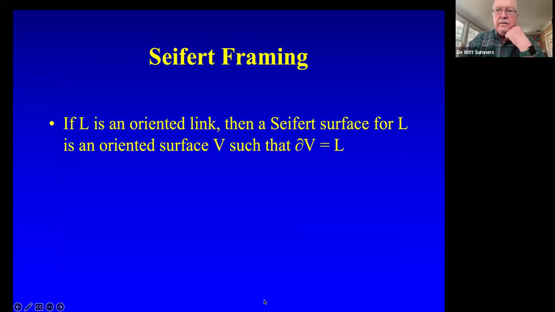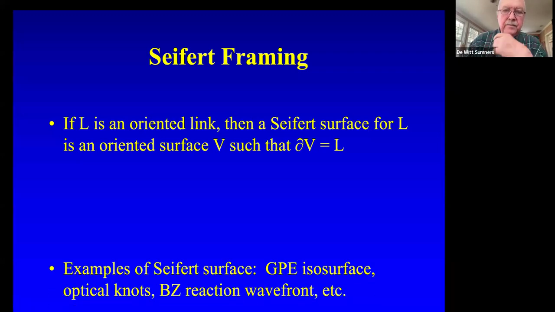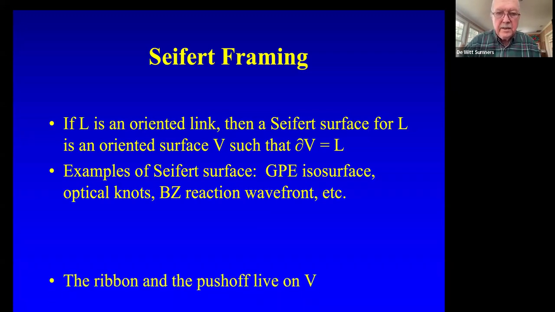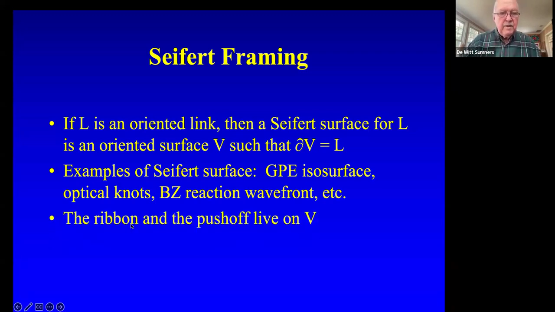So if L is an oriented link, then a Seifert surface for L is an oriented surface V such that the boundary of V is equal to L. Examples of Seifert surfaces are this GPE, Gross-Pitaevskii equation, isosurface from the phase map. Optical knots have Seifert surfaces. The Belousov-Zhabotinsky reaction in chemistry has a reaction wavefront, and that is itself a Seifert surface moving around in space, rotating around the boundary, which is some sort of knot, a defect knot in the wave itself.